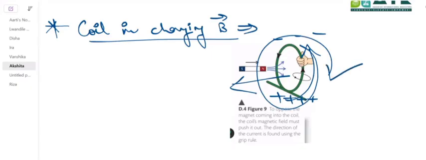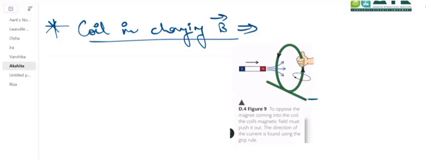Now let's apply Lenz's law also. Applying Lenz's law, the direction of induced current will be such that it opposes the change producing it. So what is the change? The change is the magnet going inward, and hence the field is created.